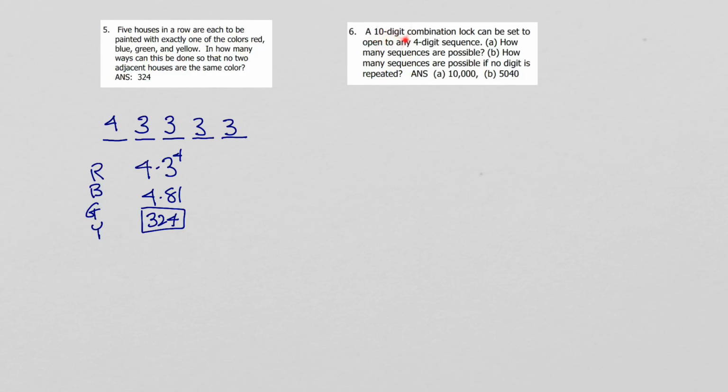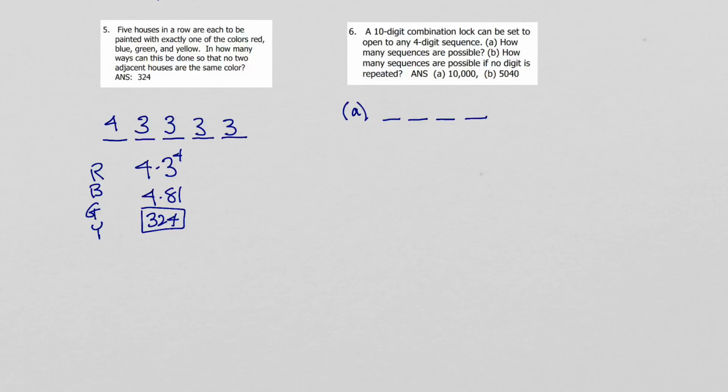Problem number 6 says a 10-digit combination lock can be set to open in any 4 digits. So here's part A. So we just need 4 digits to open this lock. Part A, here's what we're looking for. How many sequences are possible? All right, so we just want to know how many sequences are possible. There's no restrictions here. So the way I'm looking at it is we're going to have 1, 2, 3, 4, right? I like to do everything with these slots like I did over here. Just imagine, here's the 4 numbers, the 4 digits, 1, 2, 3, and 4. And then let's just start someplace and start counting the number of ways we can do this.